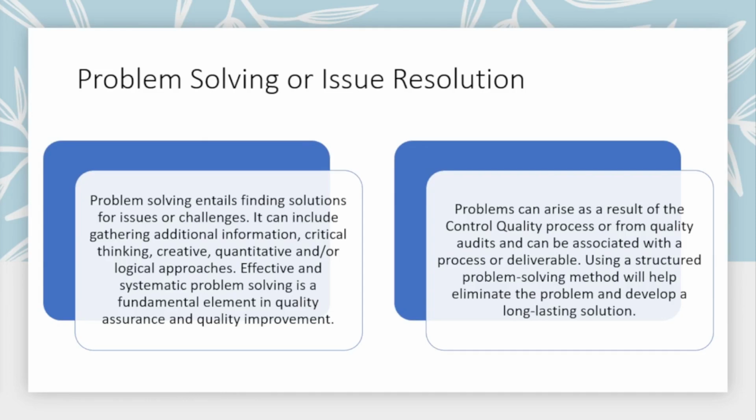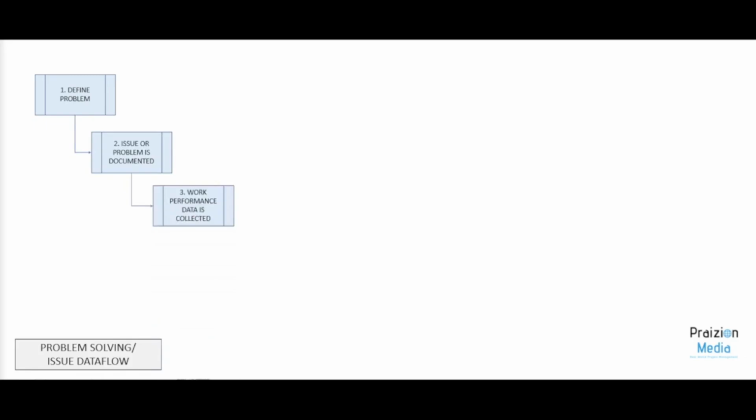So we've got to go deep right now. We've got to go deep into what exactly happens when you solve a problem in a very broad sense. So let's take a look. One, you've got to define the problem. Two, you've got to document what that thing is. The issue or problem needs to be documented in the issue log. Work performance data may be collected to solve the problem.